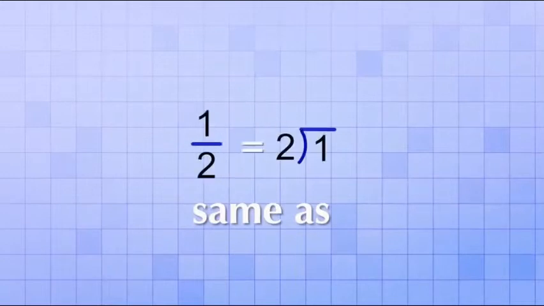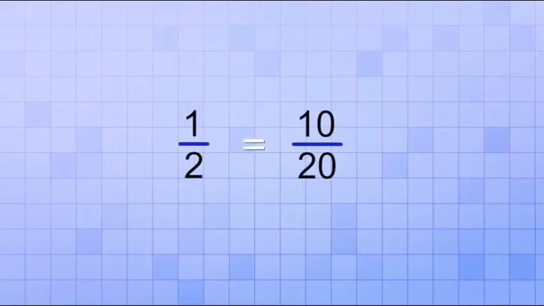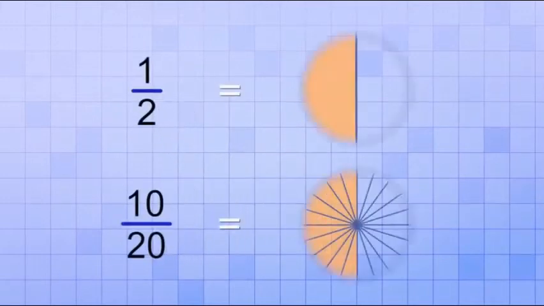Think about the fraction 1 over 2. That's the same as 1 divided by 2, right? Okay, but what if I multiplied both the top and bottom number by 10? That would give me 10 over 20, which is equivalent to 1 over 2. Even though it uses different top and bottom numbers, both represent the value 1/2.